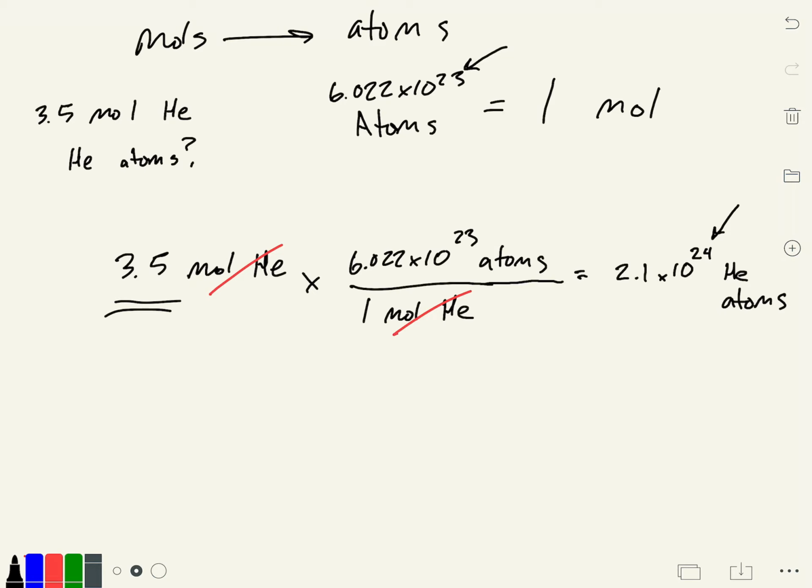Okay, so that's converting moles to atoms. Let's try atoms to moles. So let's take 1.1 times 10 to the 22 silver atoms. Now you could probably already look at this and decide how many moles this is going to be. Is it even going to be 1 full mole?